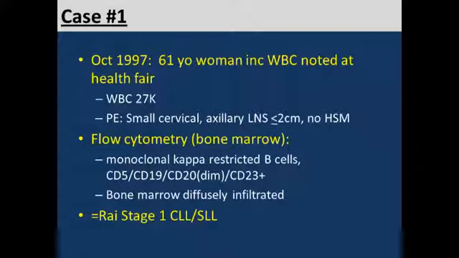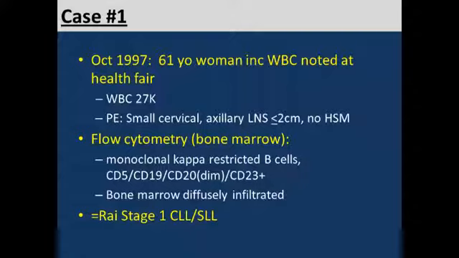So just to illustrate some of the points, case 1 is a patient that I saw. I think it was one of the first patients I saw when I got here. She was trying to save money. She went to a health fair, and they did a CBC, and they noticed that her white cell count was elevated. Her white cell count was 27,000 per microliter. Most were lymphocytes. She had a little bit of adenopathy, no hepatosplenomegaly. And she had a bone marrow done at that time, and it was diffusely infiltrated with small lymphocytes with characteristic CLL phenotype. So she had Rai stage 1 disease.